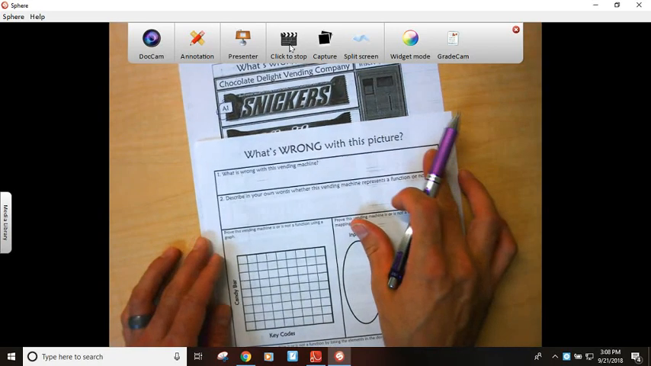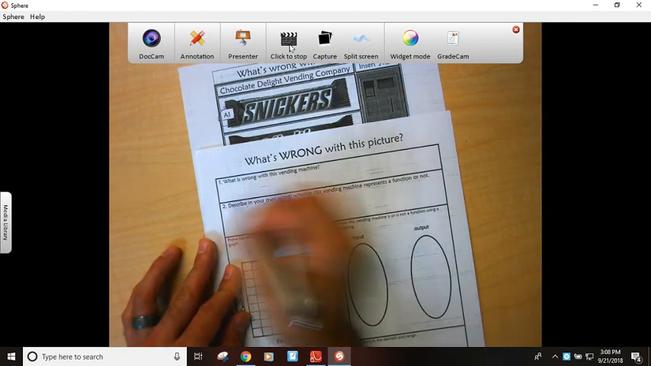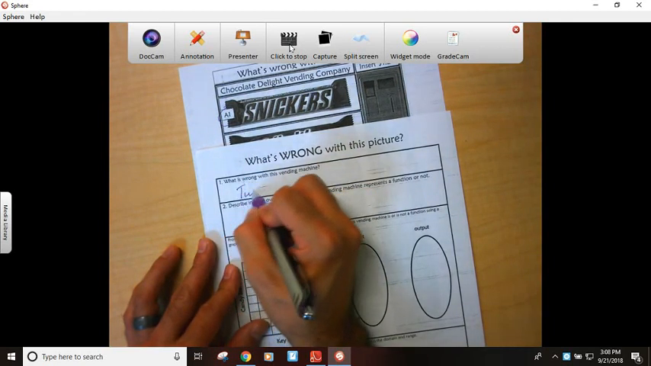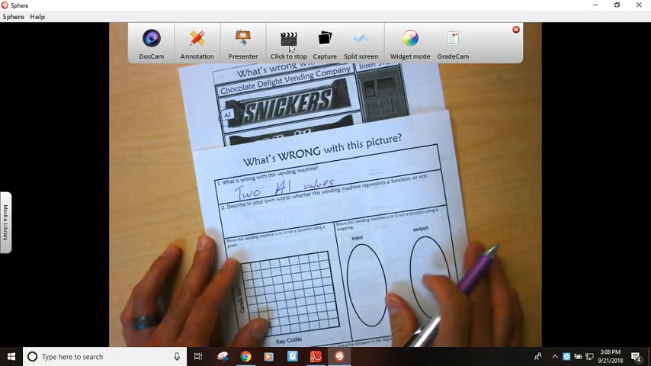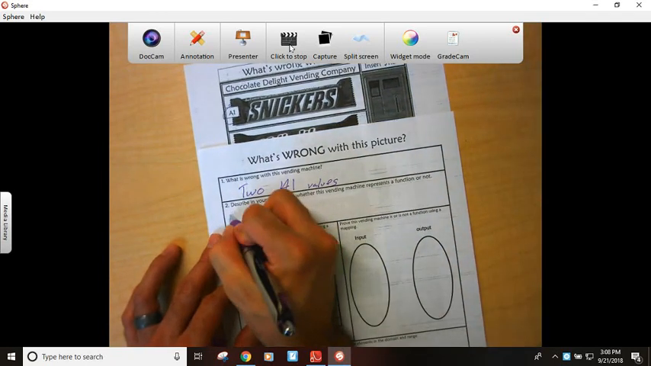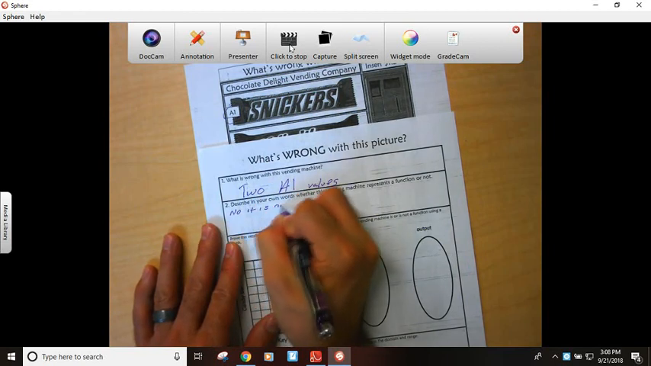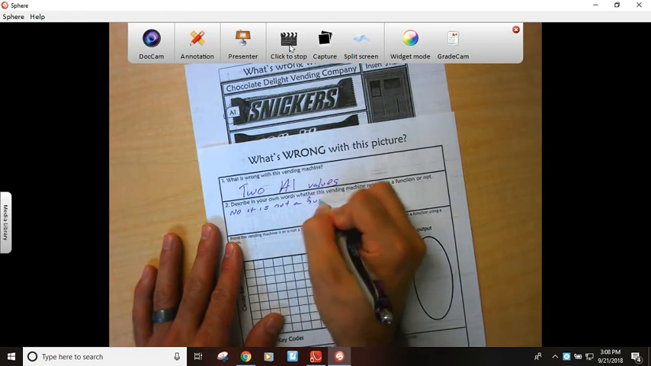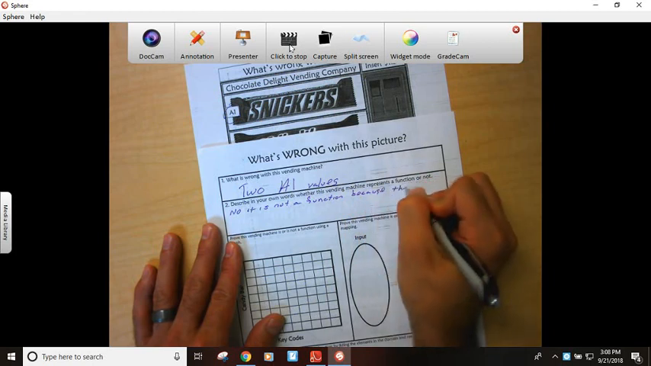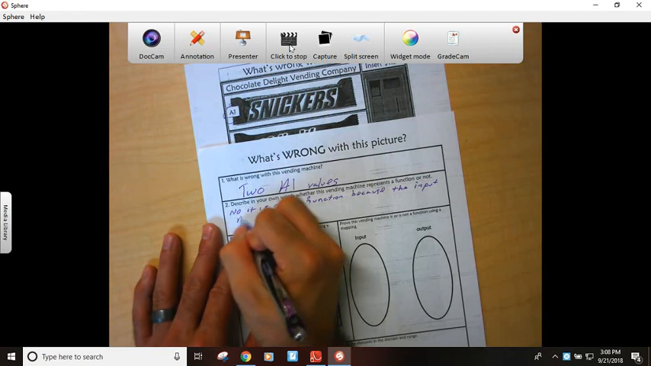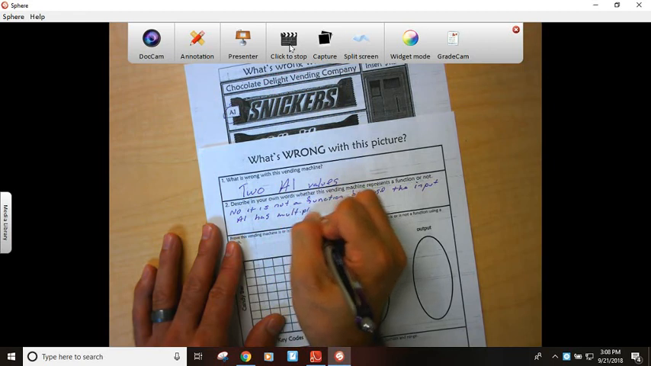So to answer the first question on the what's wrong page, the vending machine has two A1 values. So to describe if this is a function or not, no, it is not a function because the input A1 has multiple outputs.